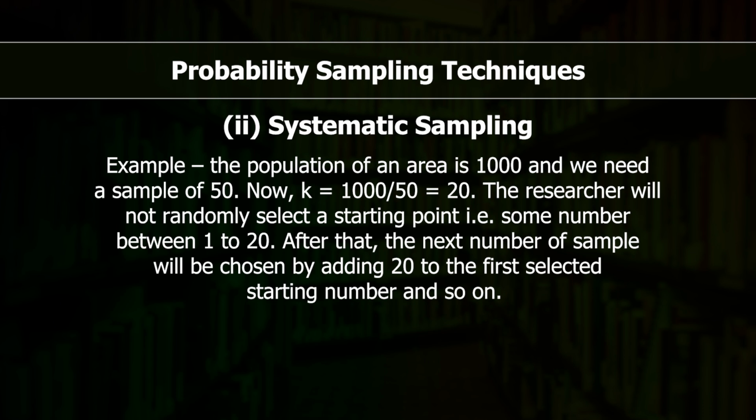The researcher will now randomly select the starting point, that is some number between 1 to 20, and after that the next number of the sample will be chosen by adding 20 to the first selected number and so on.